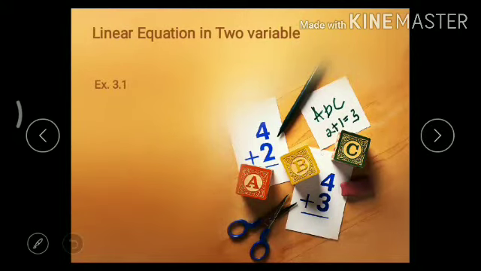So today in this video we are going to learn linear equations in two variables. I hope we all know about linear equations and variables, but the uses of these variables in a linear equation are what we should know in this chapter. So let us see linear equations in two variables.